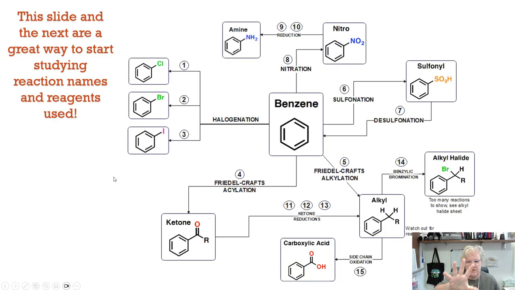So here's a good chart in your notes if you print off this slide and the next one to study. We're going to take benzene and look at all these different reactions. They're numbered 1, 2, 3, 4, 5, and so on. As you study, if you print it off back to back, you can look at your halogenations, try to think of the different reagents, memorize the reagents you can use, and test yourself.